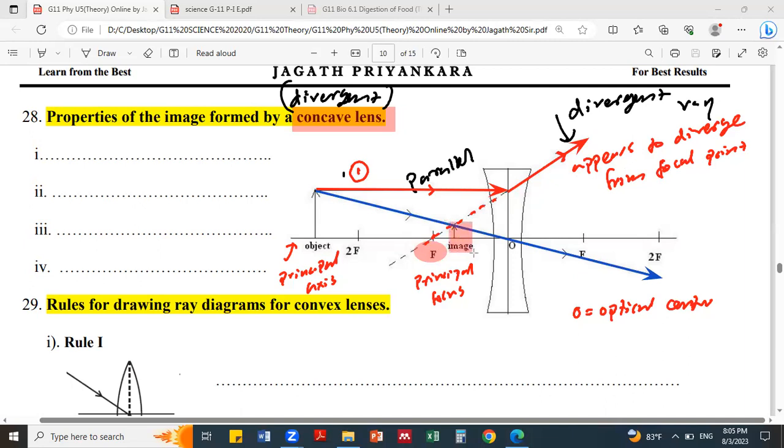Look at the image here. I'll highlight the image. This is the object. Object and the image. This image, students, is smaller than the object. Can you see? Image height is less than the object height. Look at the image height and the object height. Therefore, the image is what?